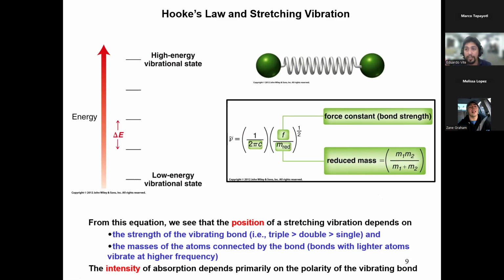So we learn in Gen Chem 1, single bonds are longer and weaker than double bonds, and double bonds are longer and weaker than triple bonds. So triple bonds are the strongest and the shortest bonds, so they are going to vibrate at higher frequencies, therefore higher wave numbers. Depending on where you see those vibrations, that tells you whether the molecule has a triple bond, a double bond, or a single bond. And it also tells you the masses of the atoms.